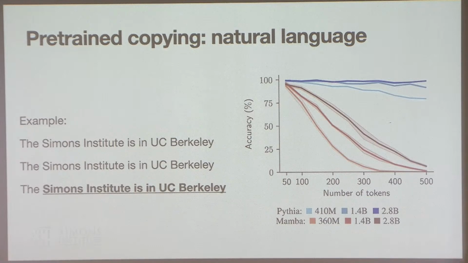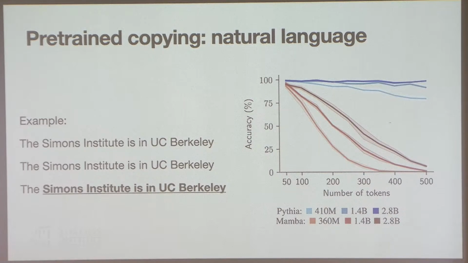So just to move from synthetic experiments of models trained from scratch, now let's compare models that are trained on actual language data. These are Mamba models versus transformer-based models trained on language data, basically the same data set, trained for the same time and matching the number of parameters.